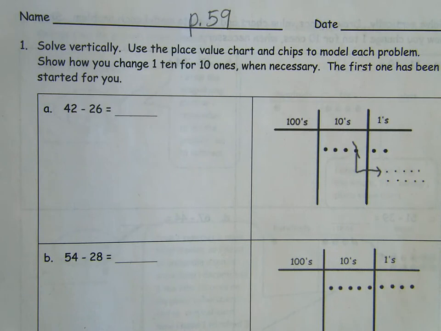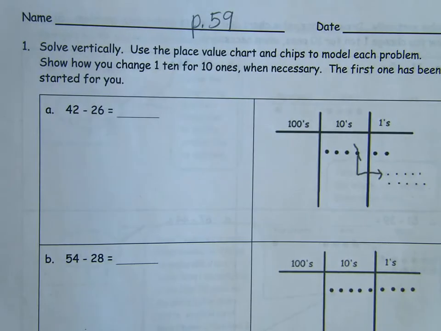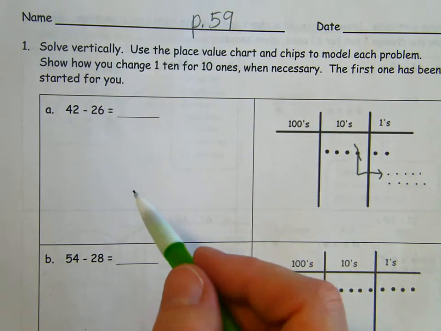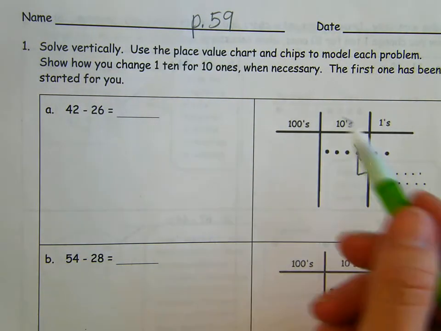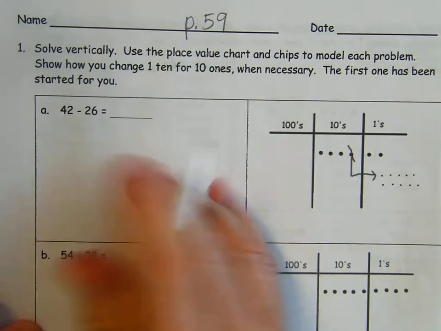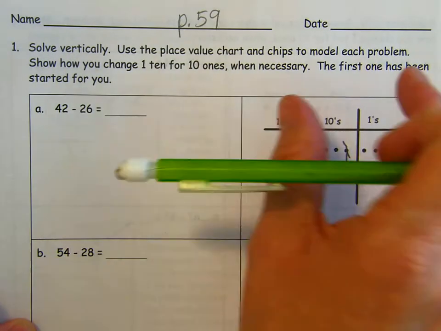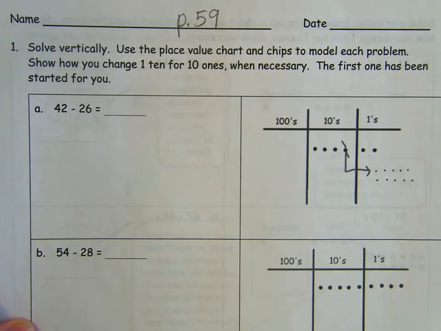We're on page 59 in your Succeed book. So I went ahead and wrote it there in case you haven't found it yet. We are going to be doing our subtraction problems with the chip model, just like we did in class. So we're going to be doing the vertical form on this column and our place value on that column.